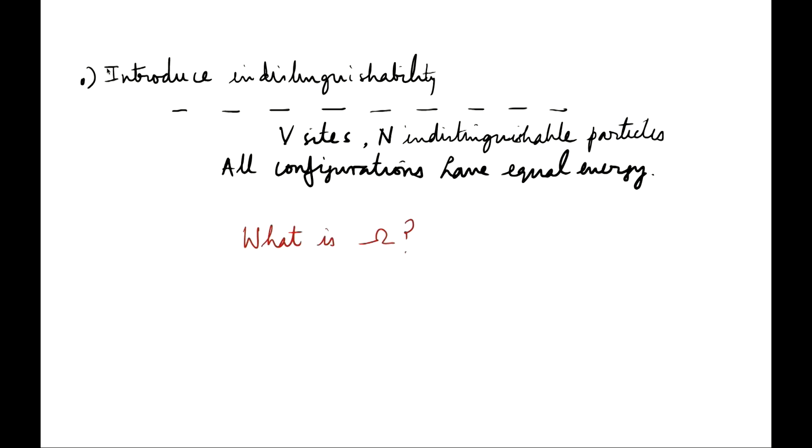Is this okay? Next one. Now let me introduce some indistinguishability. Those particles were distinguishable. So I have 1, 2, 3 up to V sites, N particles, but they are now indistinguishable. I cannot distinguish between two particles. And I give you all configurations of equal energy. There is no interaction, but they are indistinguishable. What is omega for this? V power n by n factorial. Why? One answer is V power n by n factorial. Let us see whether that is true.